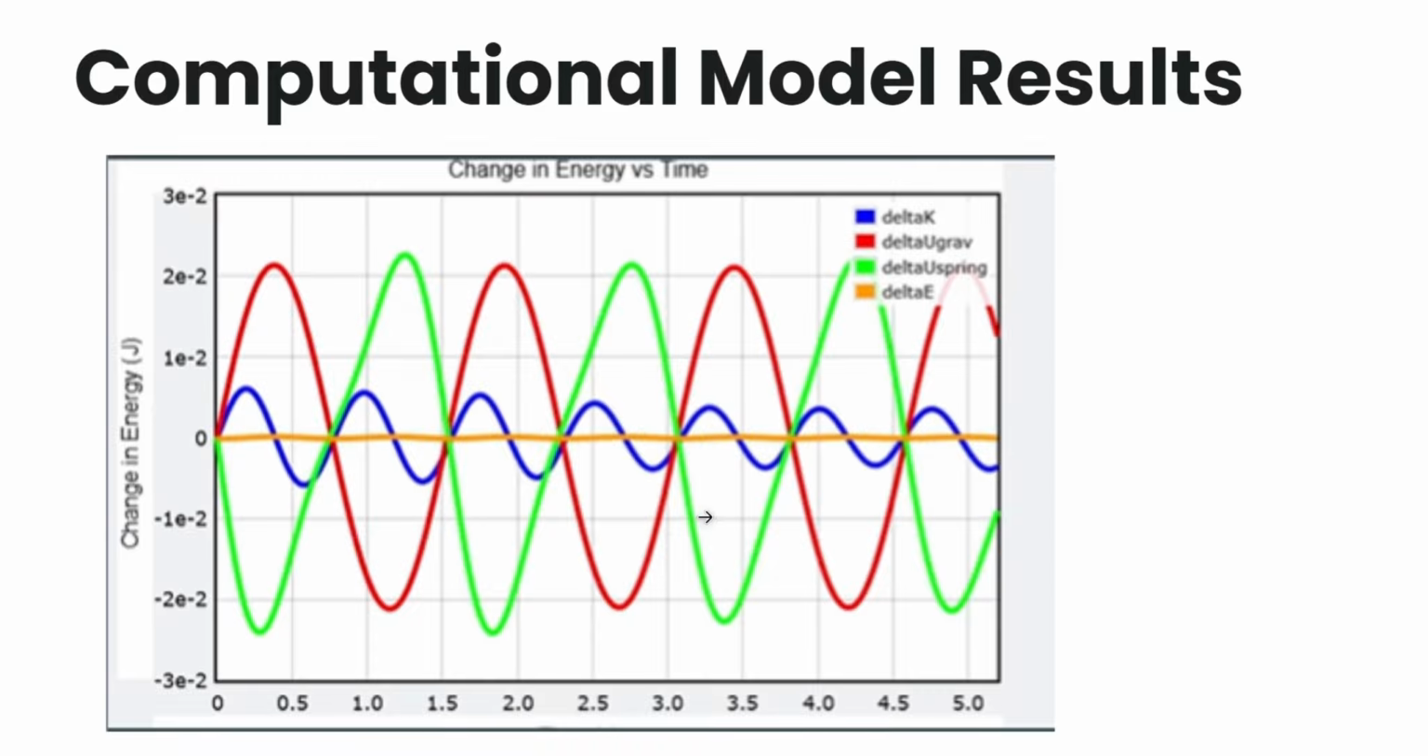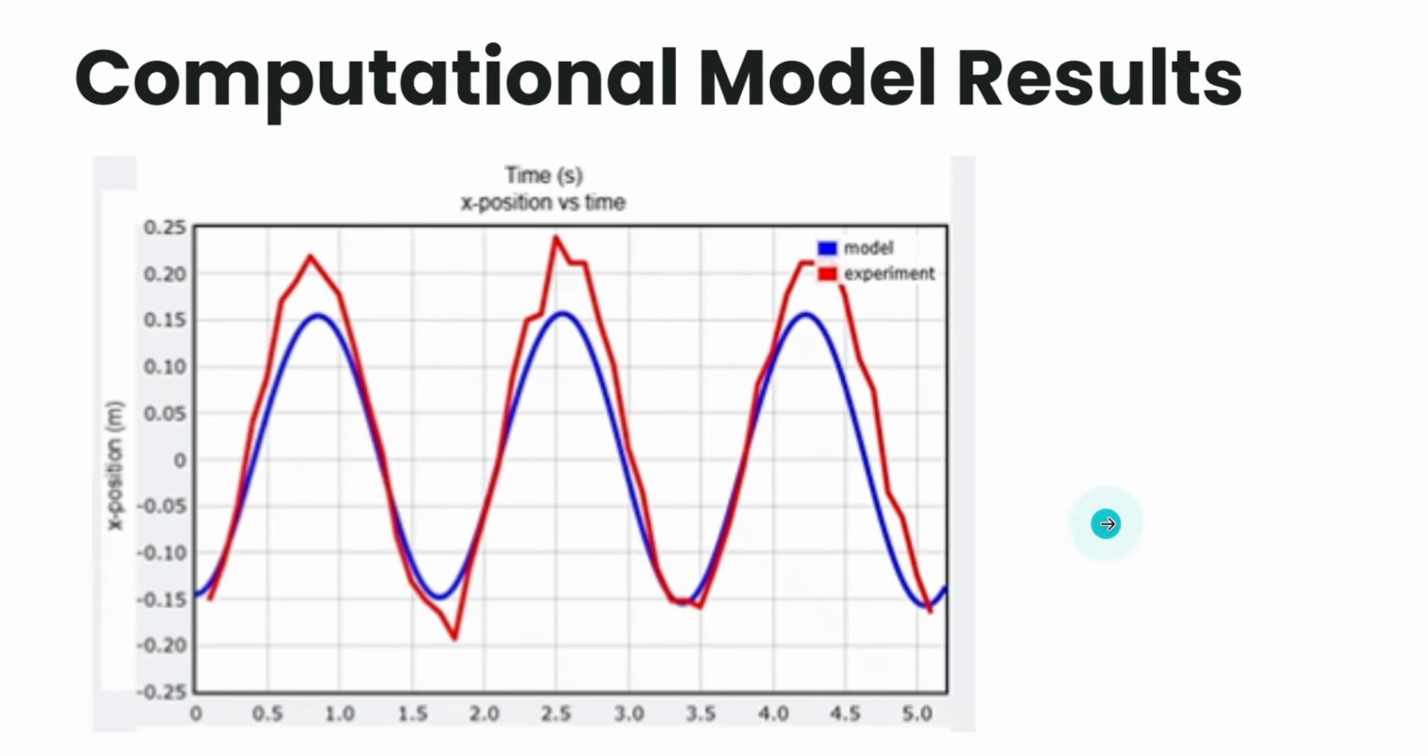We were then able to get the computational model results from GlowScript. So here we can see that the green line is the change in the spring potential energy, delta K is the blue line here, and then the red line is the change in gravitational potential energy. Then we also have another graph here. It's the x position versus time.